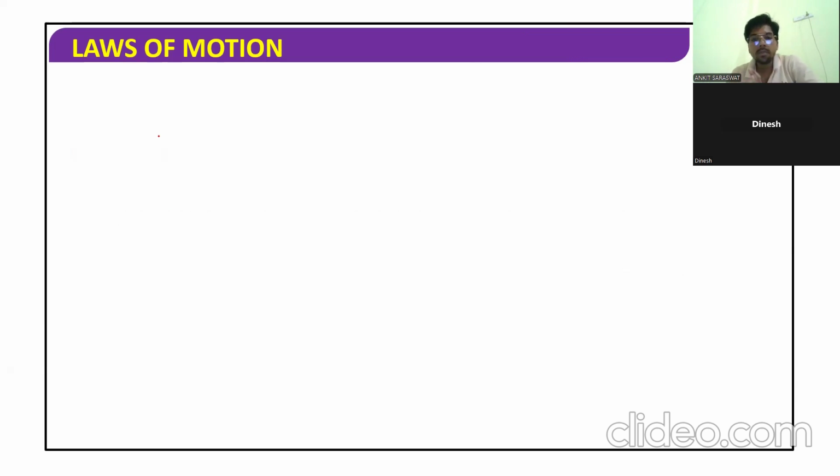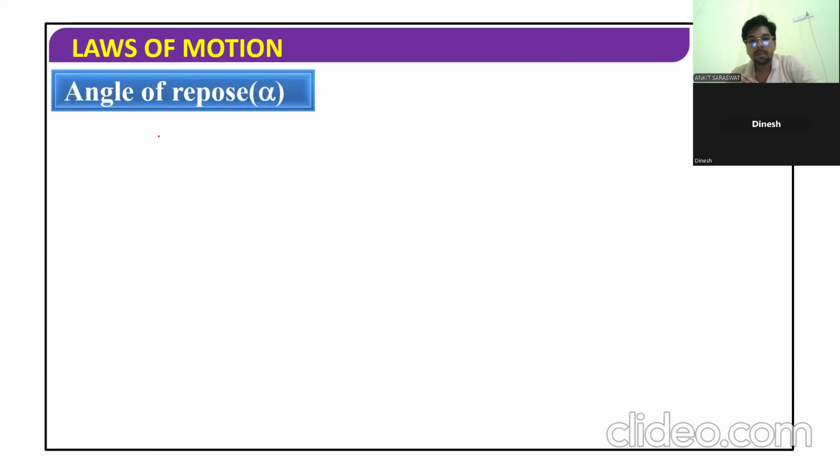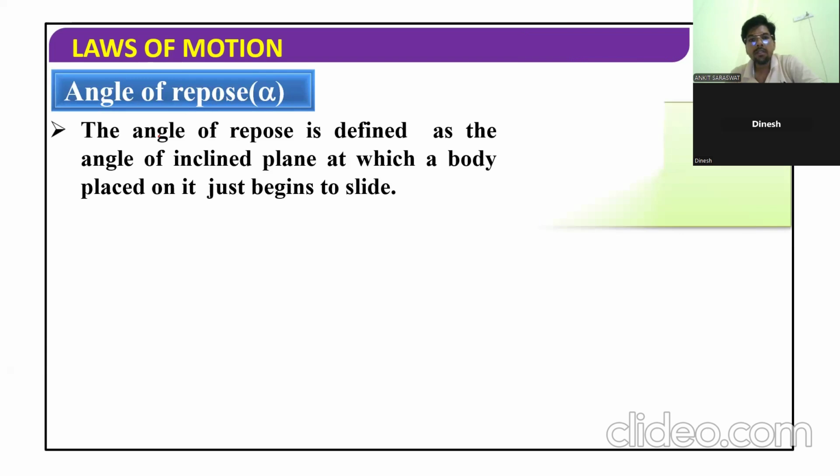Now, what is repose? If I ask what is angle of repose, the angle of repose is defined as the angle of the inclined plane at which a body placed on it just begins to slide. Just begins to slide means it is not sliding yet. It is about to slide. It is going to start.